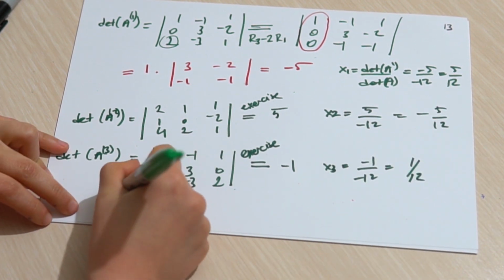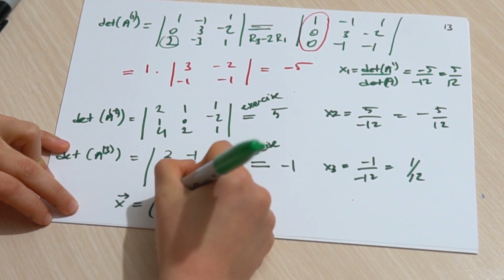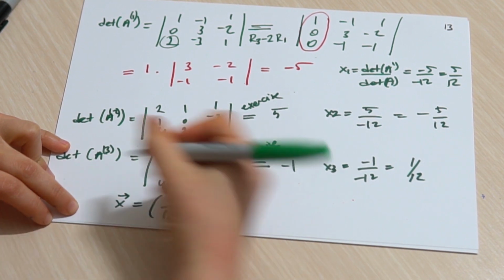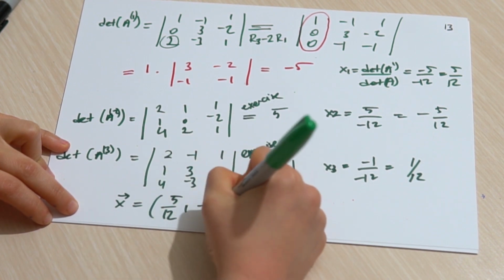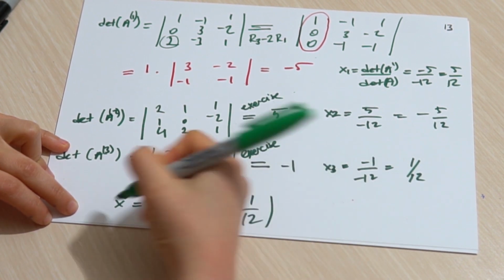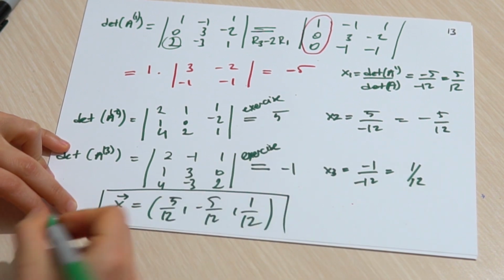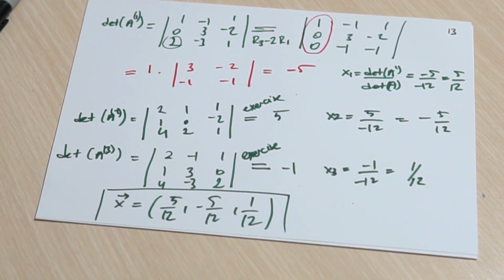So our solution will be equal to the vector 5 over 12, minus 5 over 12, and 1 over 12. This is the solution of the system.